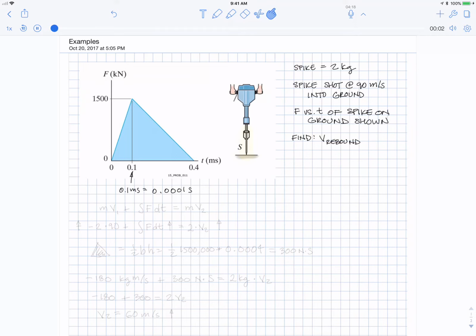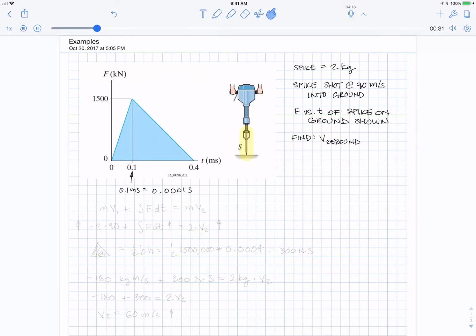So whenever you see a problem that has a graph of force versus time and involves velocities, that most certainly is going to be an impulse-momentum problem. So here what's going on, we have this 2 kilogram spike, this spike right here, and it's being shot into the ground at 90 meters per second. That's quite fast. It hits the ground and it puts the force on the ground as shown there.